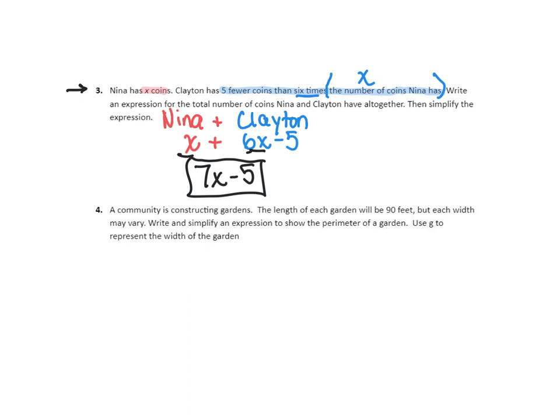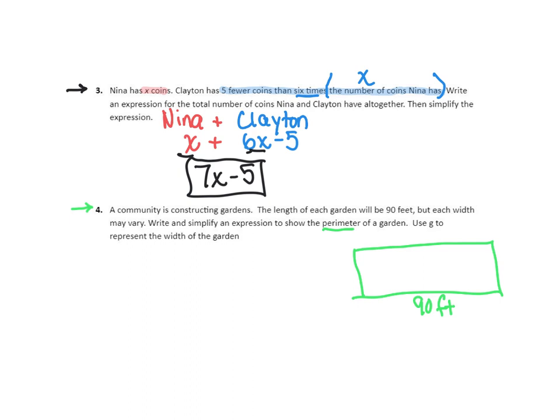In number four, it talks about community gardens. So when you hear a problem like this, like the coins, I didn't draw a picture of coins. But whenever I talk about something that has a length and a width, especially if I'm finding perimeter, I like to draw a picture. So I'm going to draw a picture of the way this is described. And I'm going to write on this picture what it says about the length and width. It says the length of each garden was 90 feet. So I'm going to put 90 feet here on my length.